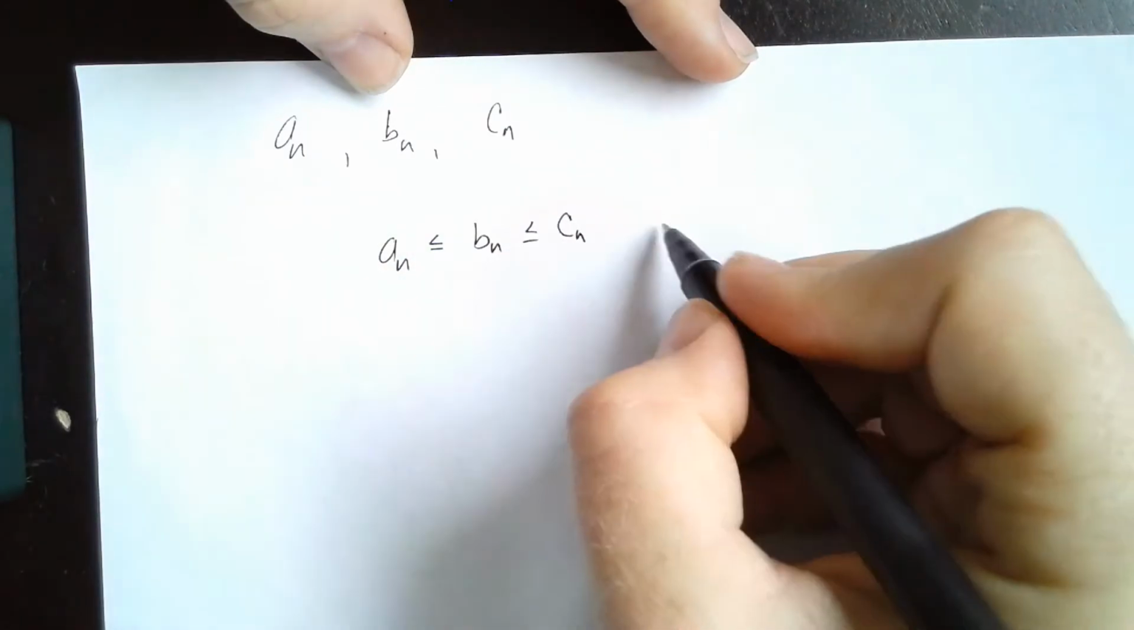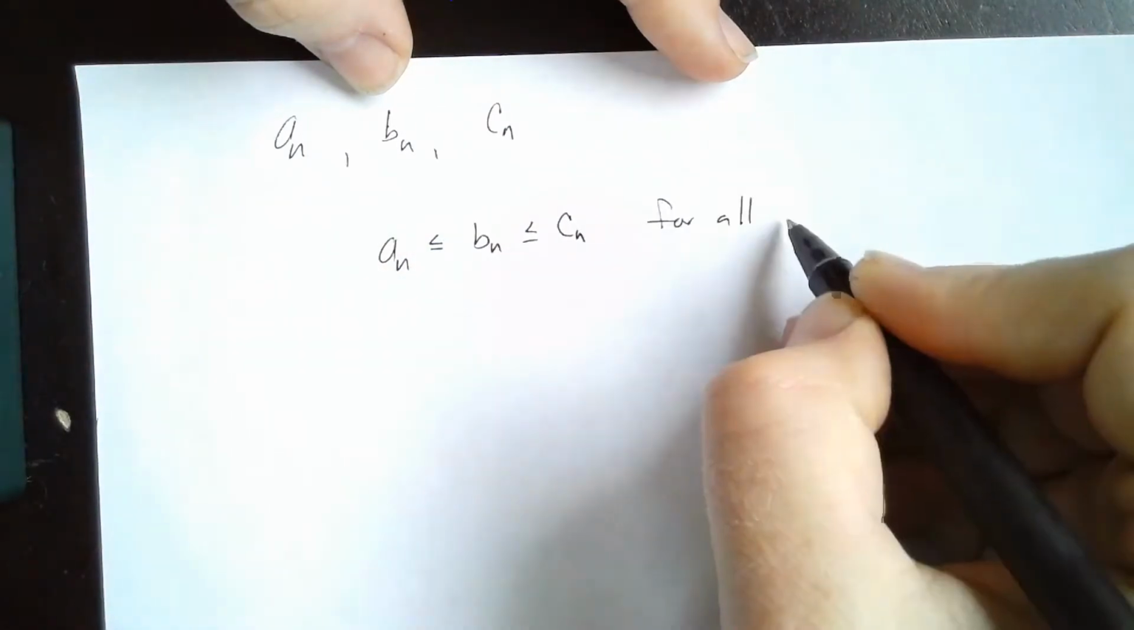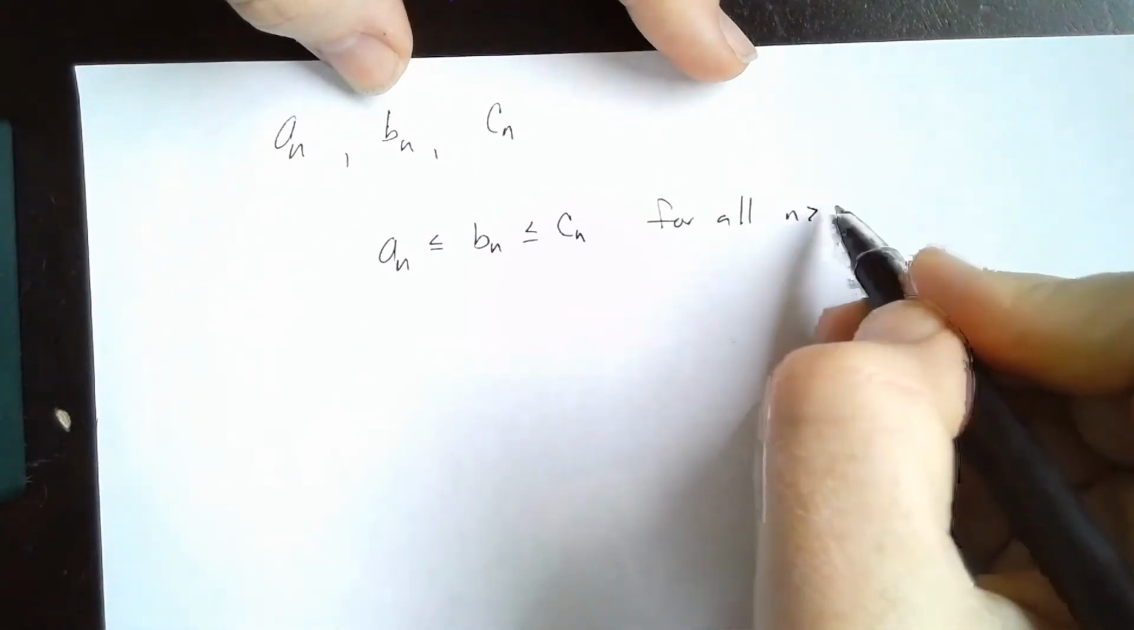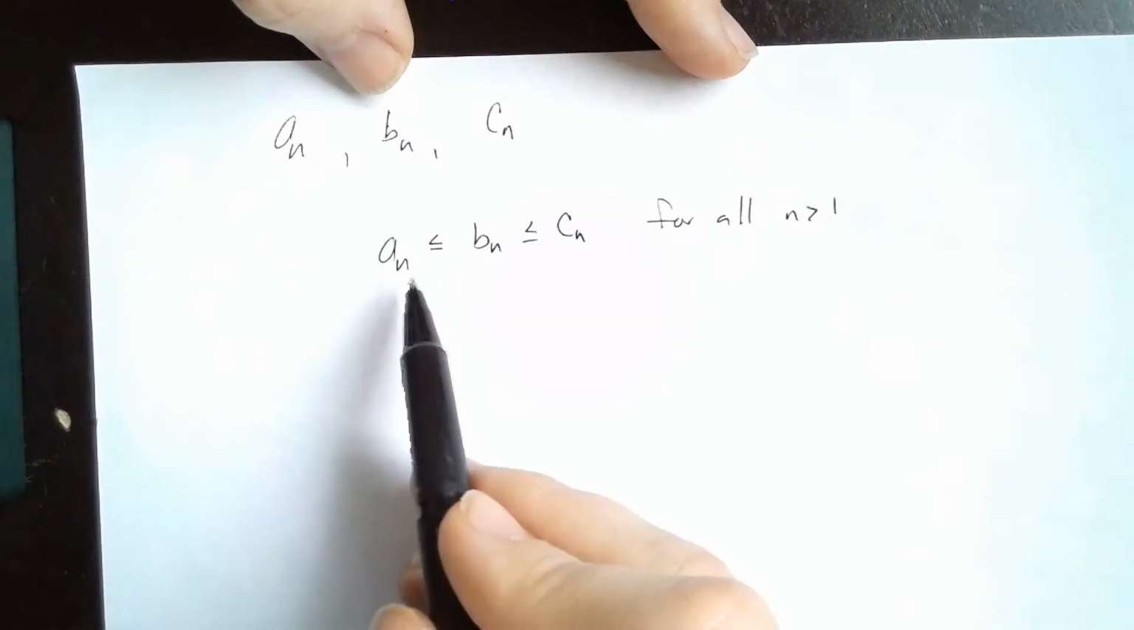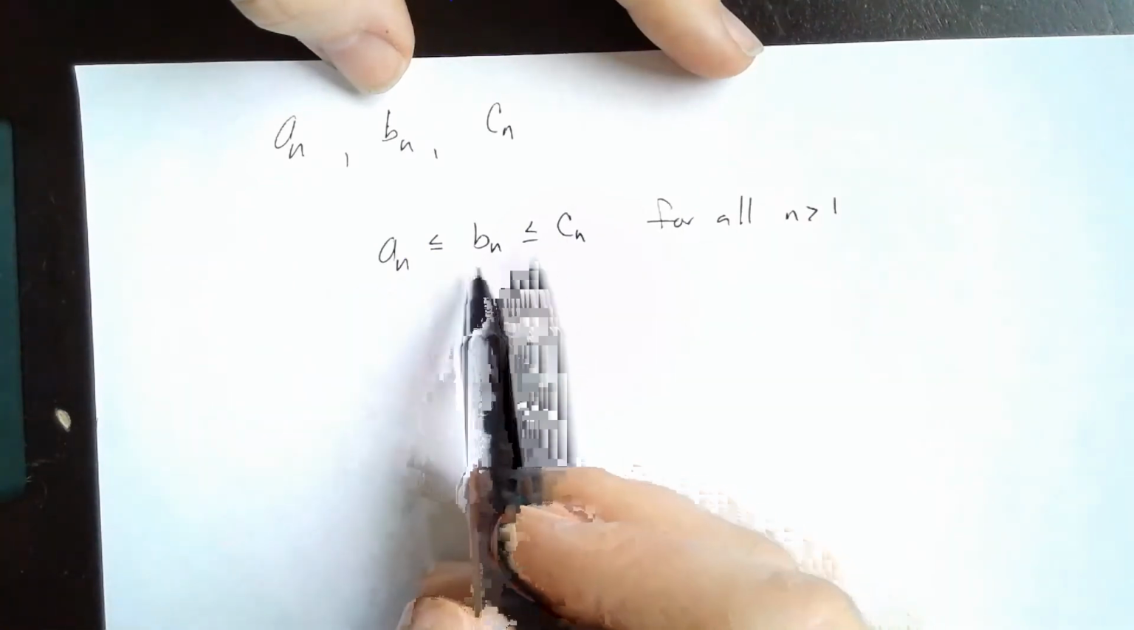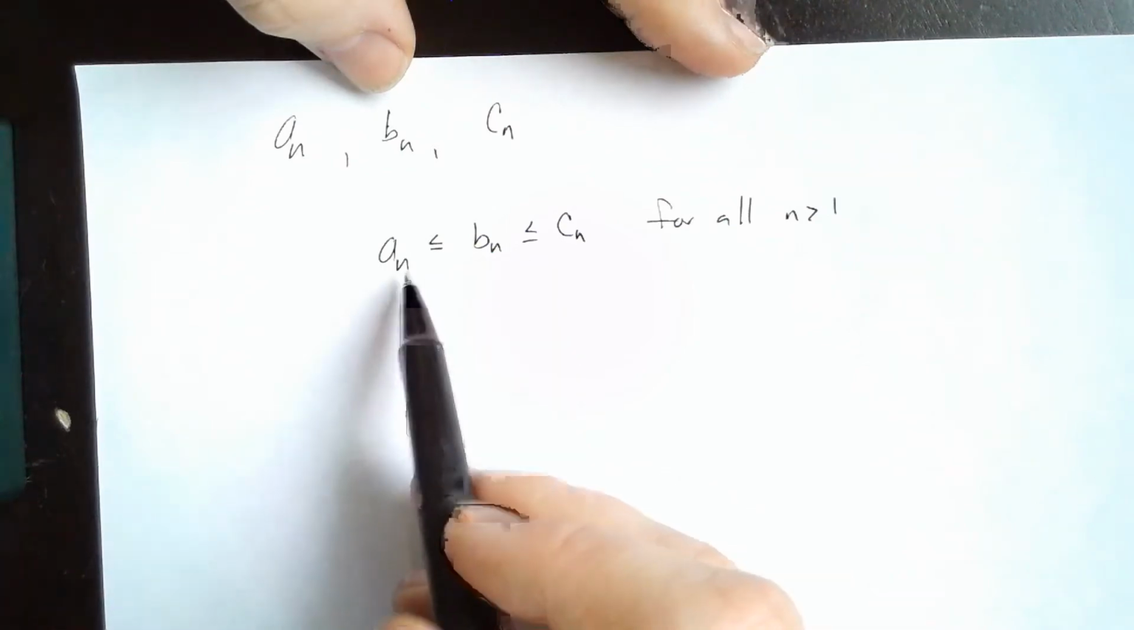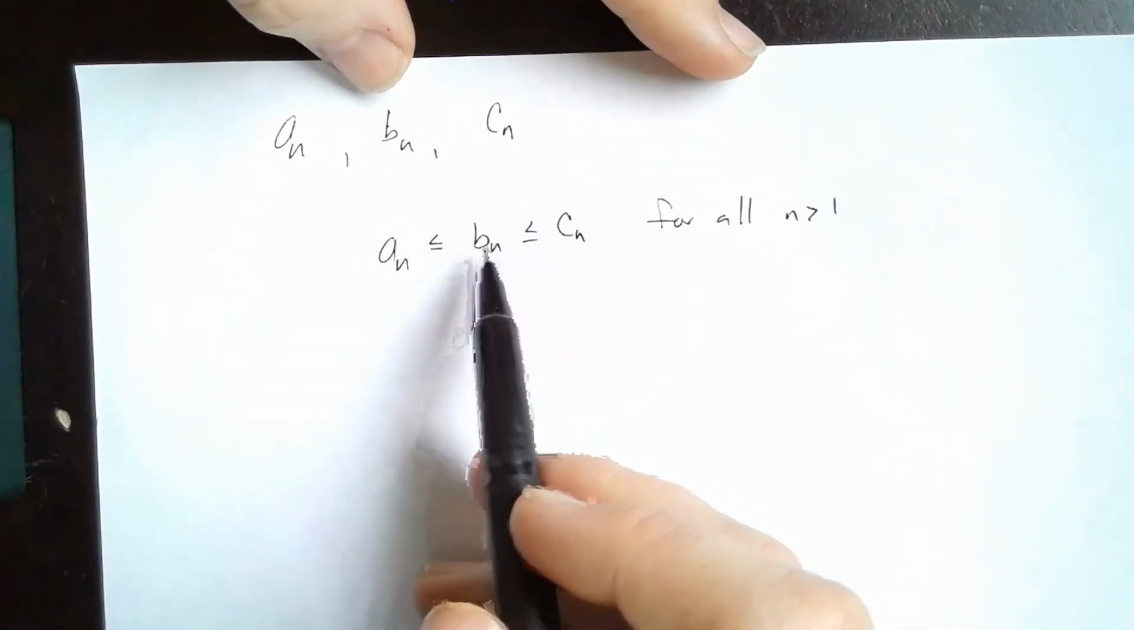So this is for all values of n. Specifically greater than or equal to 1, but it doesn't really matter. It's really just any value of n. If I plug in n for a, b, and c, I can identify that they are patterned in this way. So for all values of n, a sub n is less than b sub n, and b sub n is less than c sub n.